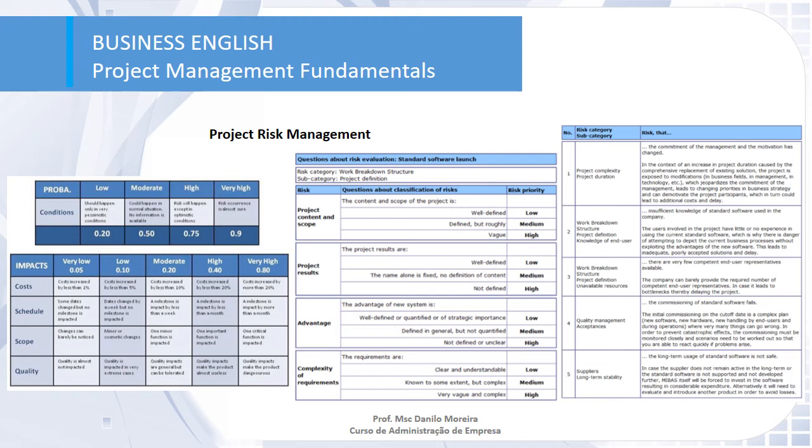Here you have two different types of analysis, okay? The first one, you are going to evaluate if the probability of happening is low, moderate, high, or very high, and the impacts. So if the impacts on cost, schedule, scope, and quality are very low, low, moderate, high, or very high. With this, you are going to create a map to prioritize all the risks, and the ones with higher impact and higher probability of happening, you are going to prioritize them and put your efforts to mitigate these risks.